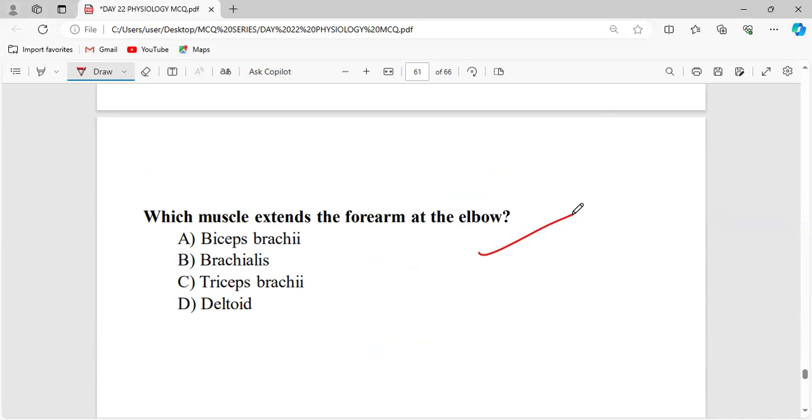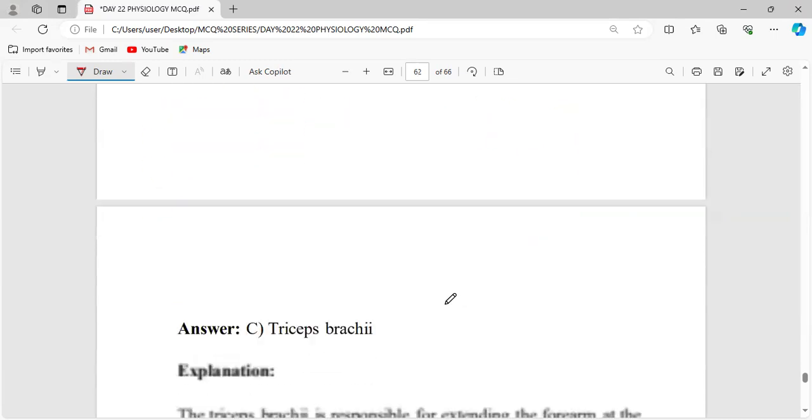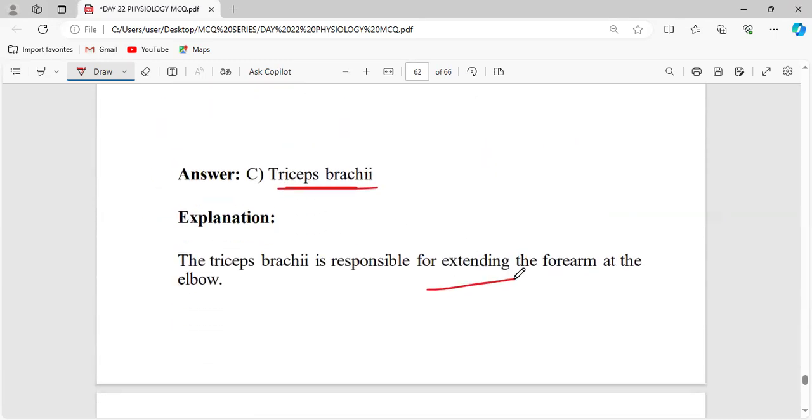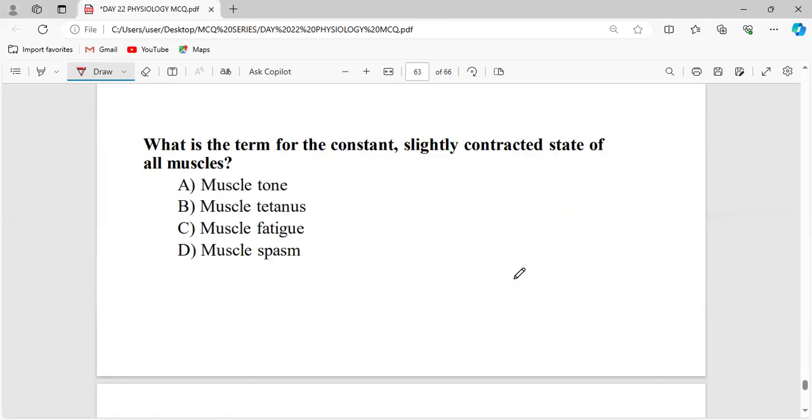Which muscle extends the forearm at the elbow? That will be triceps brachii. Okay, it is the one responsible for extending the forearm at the elbow.